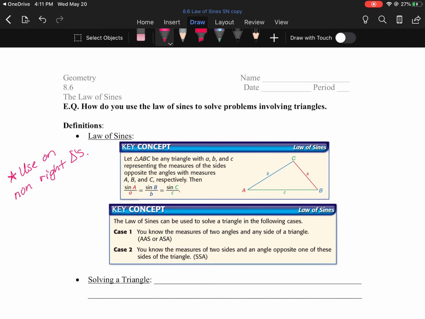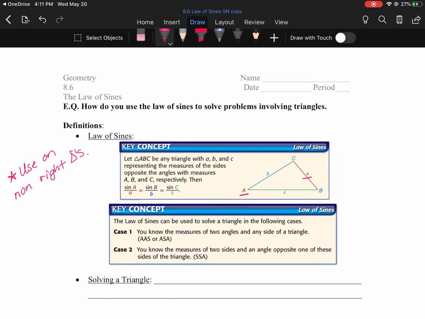So what the law of sines says is, let triangle ABC be any triangle with a, b, and c representing the measures of sides opposite the angles with measures capital A, capital B, capital C respectively. So notice how capital angle A is opposite the lowercase a. Lowercase letters are representing the side lengths, capital letters are representing angle measures.